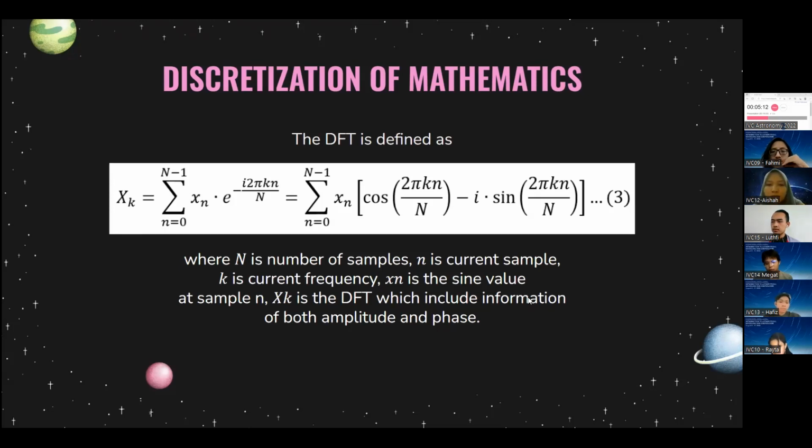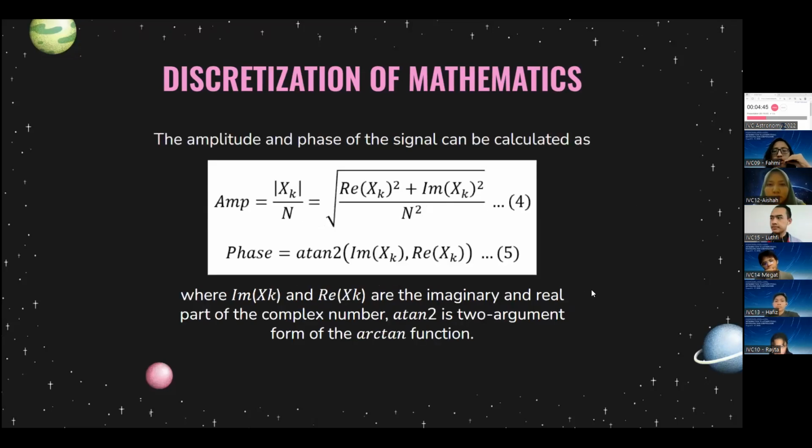So the DFT is defined by equation 3, where big N is the number of samples, small n is the current sample, k is the current frequency, x_n is the signal value at sample n, and X_k is the DFT, which in itself includes information of both amplitude and phase. You can notice that this function is different from the previous Fourier transformation equation, and this one can be processed by the computer.